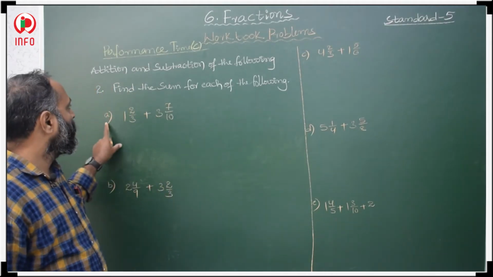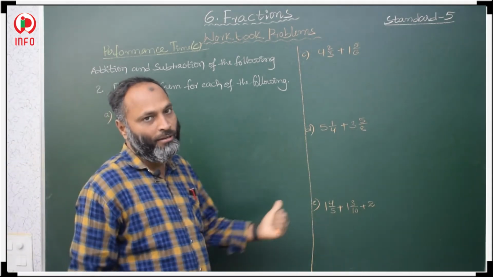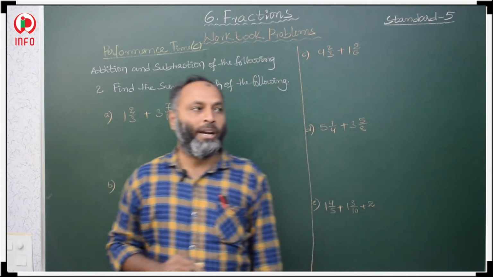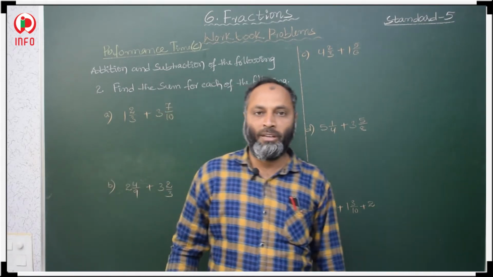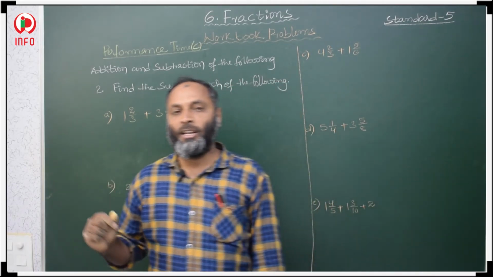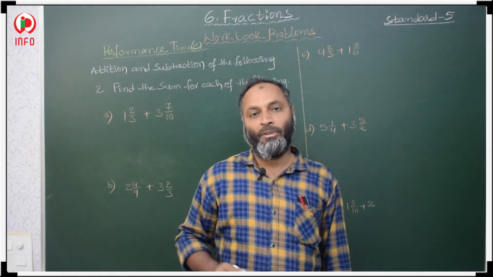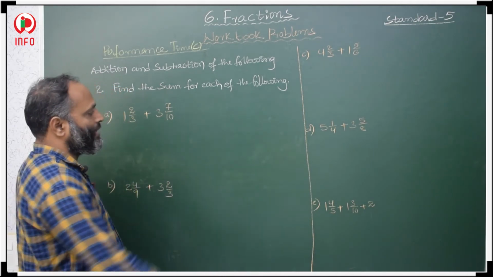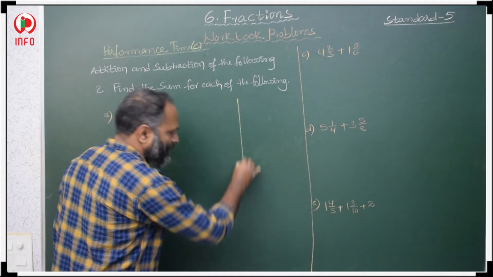Now next, addition. Find the sum of each of the following. Before, we did sum only; here also we are going to do sum, but here mixed fractions are given. Before, we did addition of proper and improper fractions, unlike proper and improper fractions, but here mixed fractions. So when a mixed fraction is there, how do we find the sum?